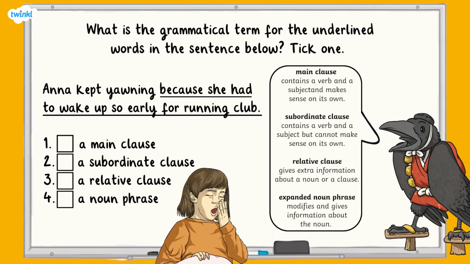How did you get on? Did you look closely at the underlined words? In this question, there was a big clue at the start of the underlined words. The word because is a subordinating conjunction, and subordinating conjunctions usually begin a subordinate clause. This clause does not make sense on its own, and it needs to attach to a main clause, which is Anna kept yawning. So the correct answer is option 2, a subordinate clause. Well done if you got that correct.